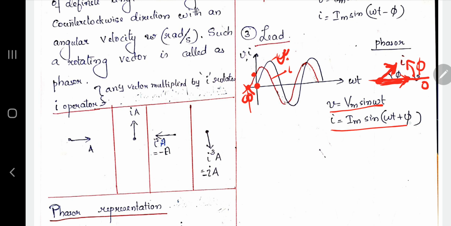V is equal to Vm sin omega t. I is equal to Im sin omega t plus phi. Hope you understood the concepts of phase difference and everything, phasor diagram.